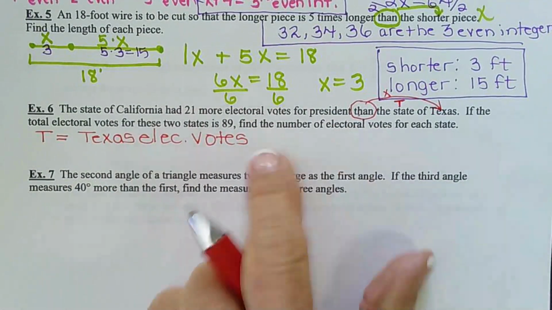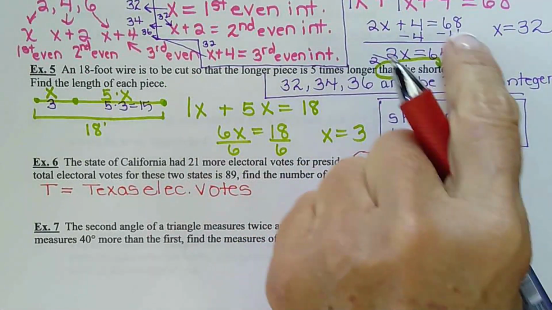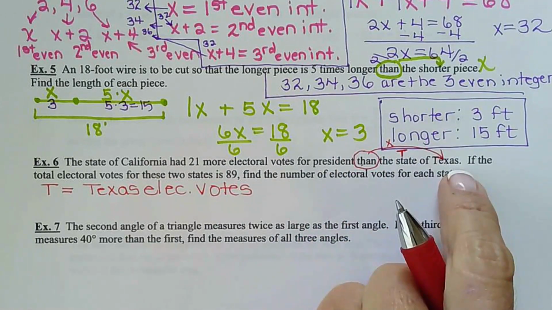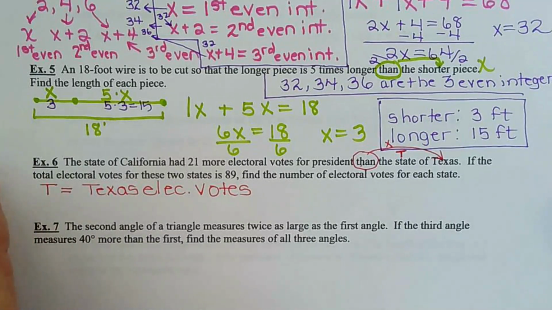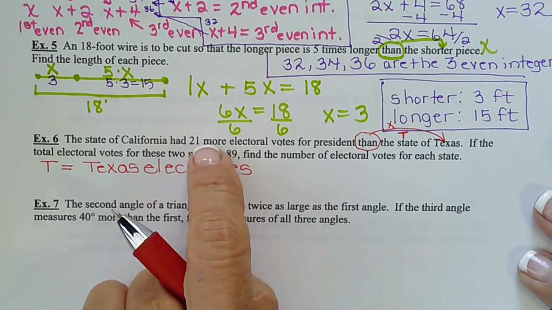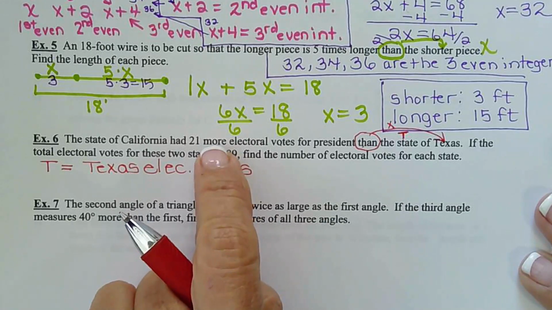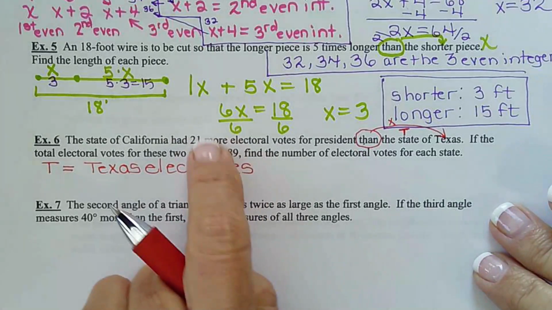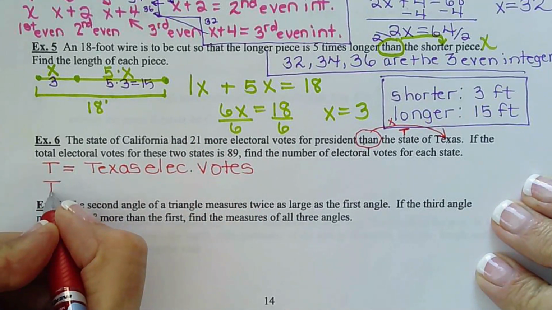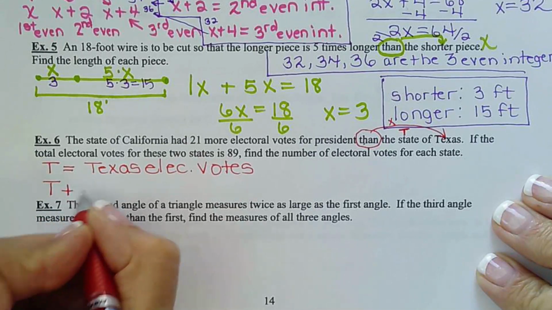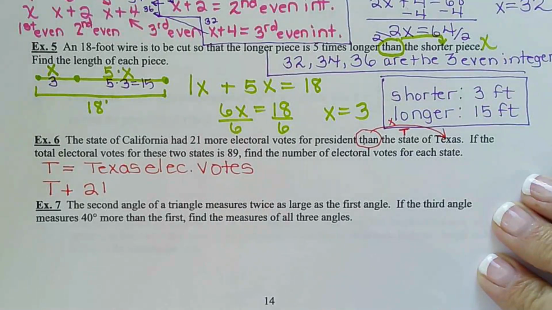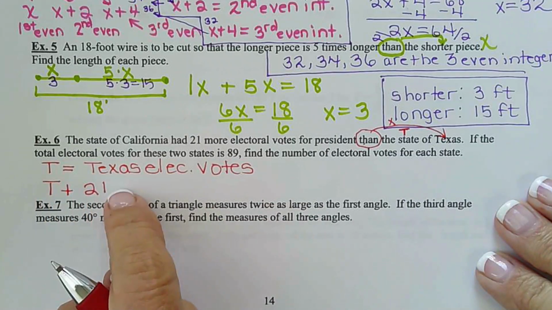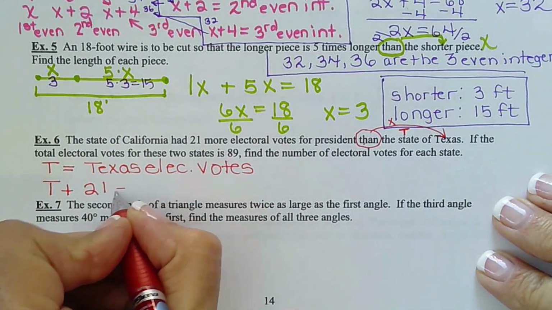So look for than, just like this one. Shorter piece after than, call it X. Texas after than, call it X, or in this case, T's better. California had 21 more. Well, we know from the first page of this packet, or from this lesson, that more means plus. So Texas plus 21. Everybody get that part? I'm sure you did. Texas plus 21 equals Cali.